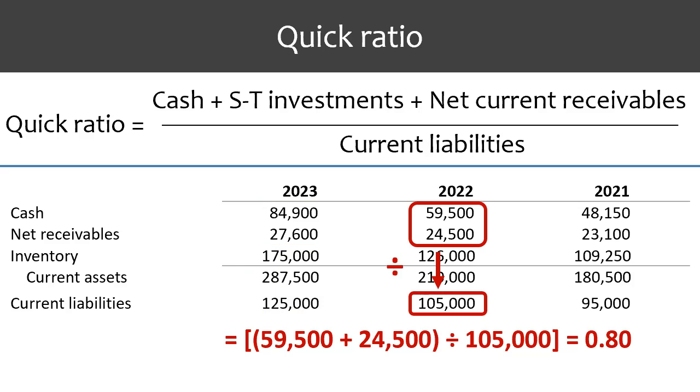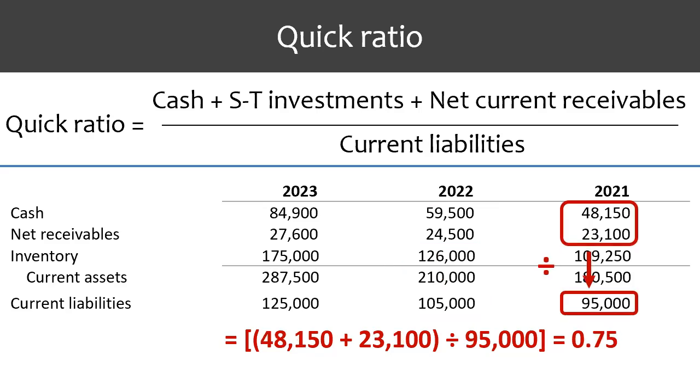We will do the same process for the prior year. Take cash and net receivables and short-term investments, if they have any, and divide that sum by the current liabilities in that year. We arrive at 0.8 for that prior year. And finally, for 2 years back, we do the same process. The quick ratio is calculated as 0.75.